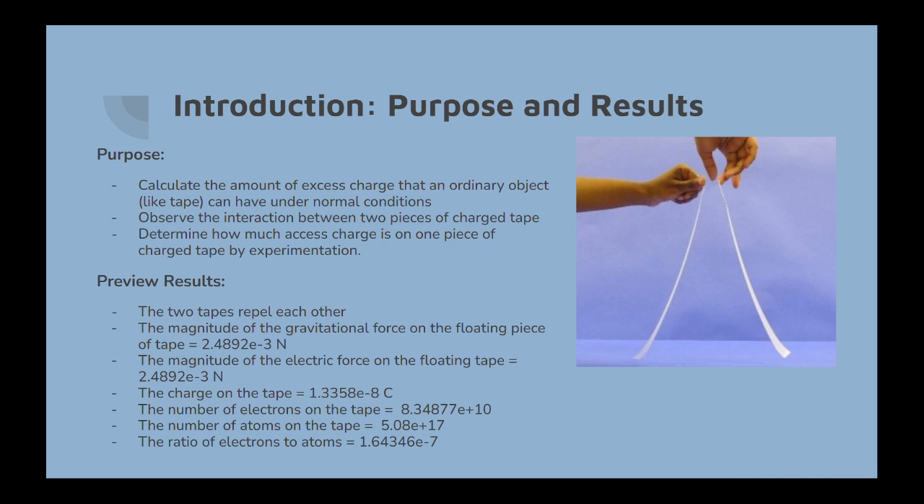These are the results of the experiment. The two tapes repel each other, the magnitude of the gravitational force and the magnitude of the electric force are equal, and the charge on the tape is shown here, and the number of electrons on the tape and number of atoms on the tape are shown here as well, and the ratio of electrons to atoms is shown.